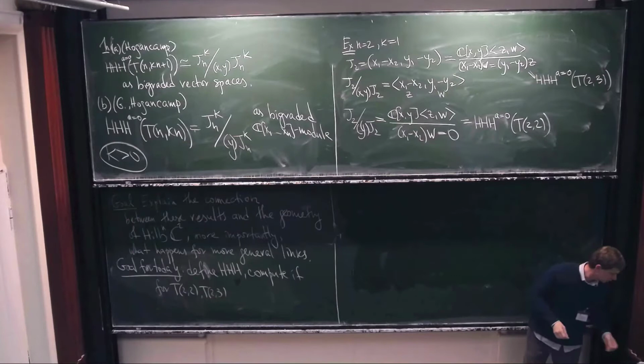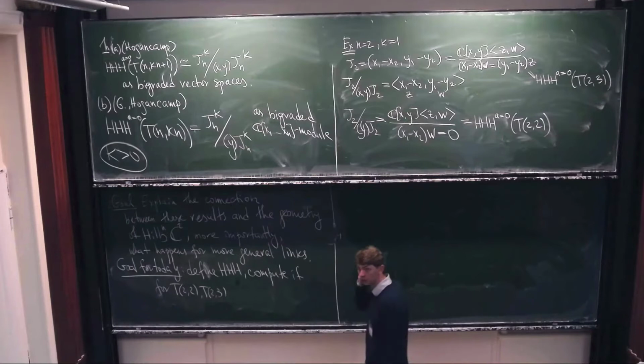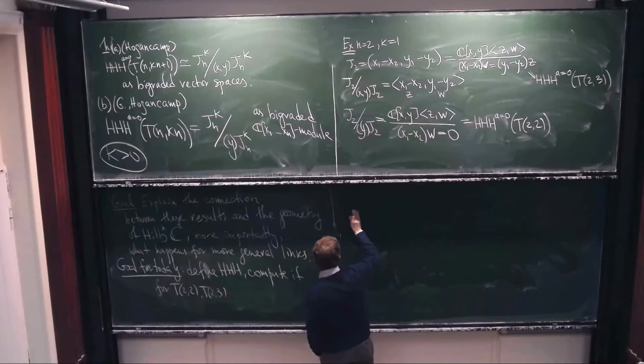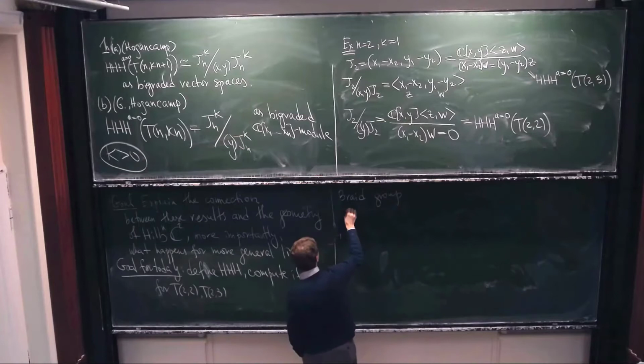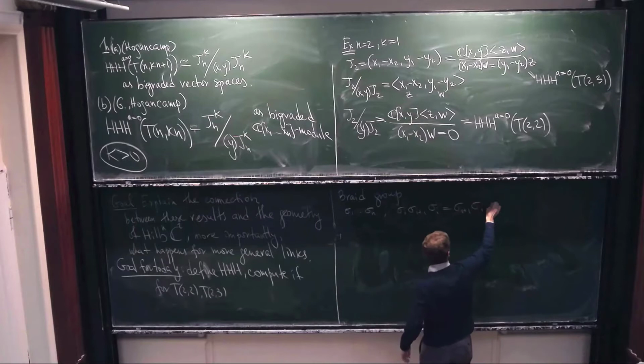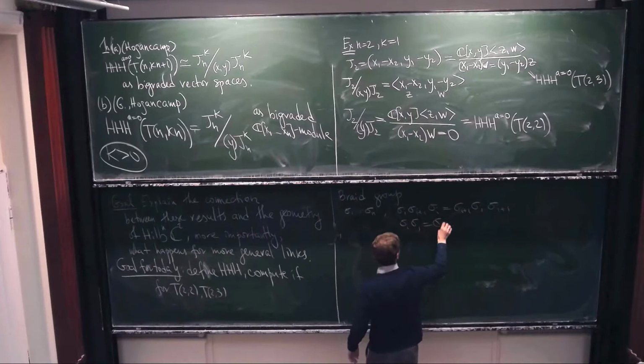So this was a kind of long-ish introduction to what we expect, what we know, what we want. So what do we actually do? First of all, let me recall some things about knots and links. And so first of all, we have a braid group, as elementary as possible. So we have generators sigma 1, ..., sigma n, and the relations are that sigma i sigma i plus 1 sigma i equals sigma i plus 1 sigma i sigma i plus 1, and sigma i sigma j equals sigma j sigma i if i and j are far apart.